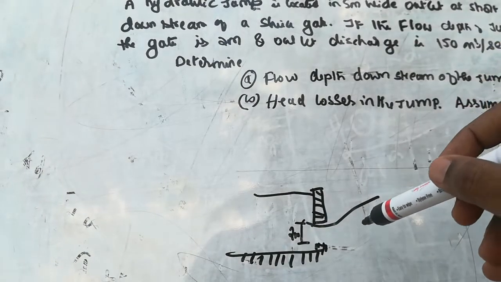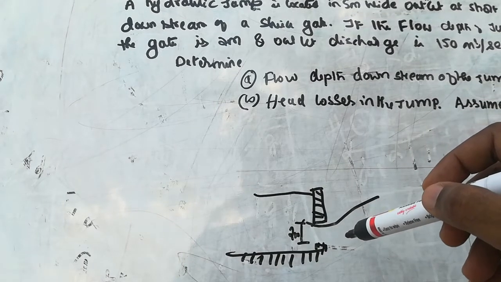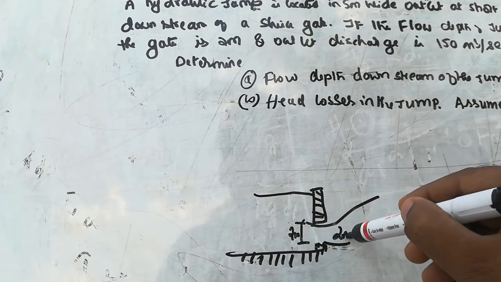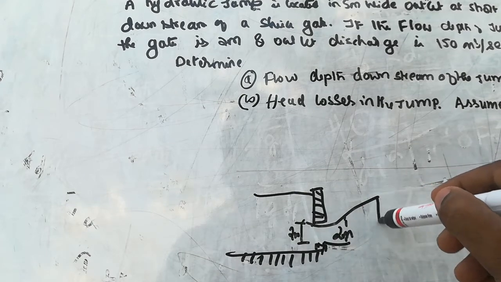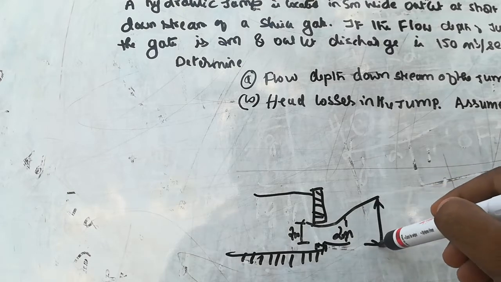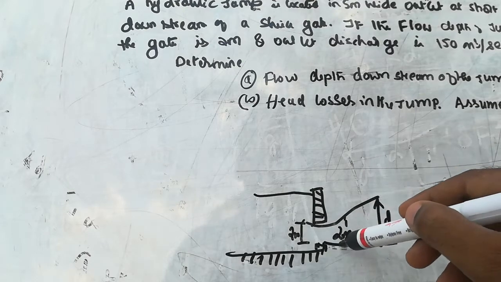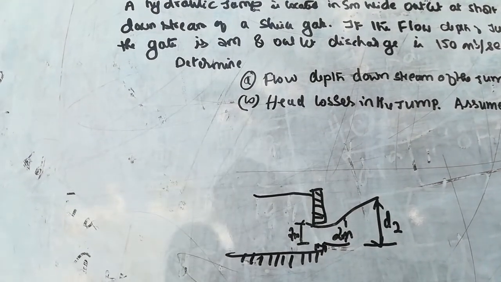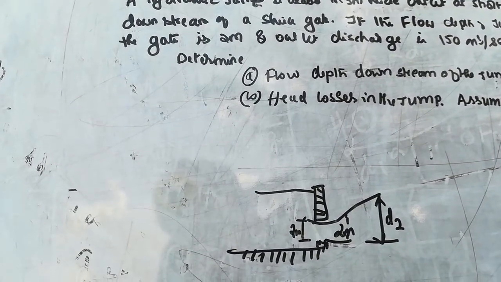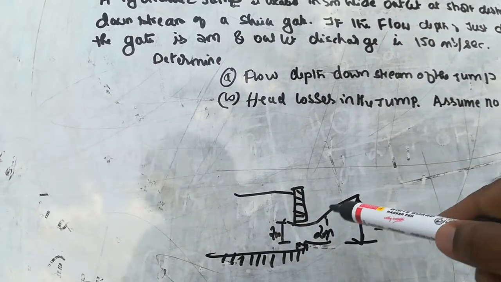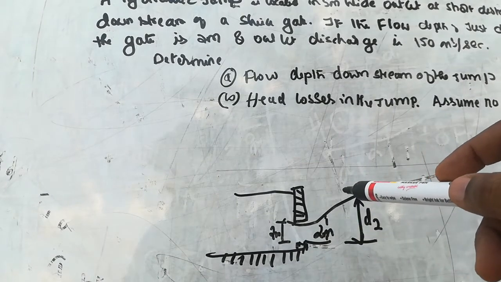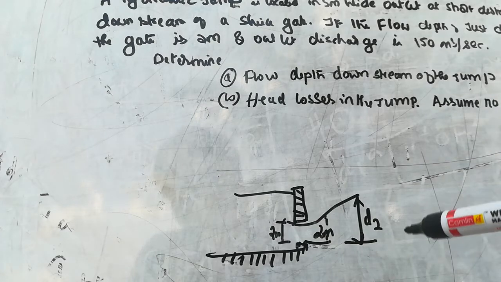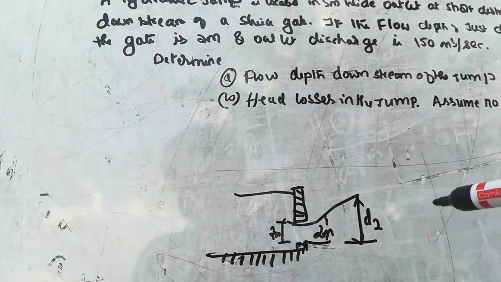They have defined that the hydraulic jump is located in a 5 meter wide outlet, a short distance downstream of the sluice. This is 2 meter, d1, and immediately a hydraulic jump takes place because this 2 meter is below the critical height. So in between, head loss, energy loss takes place. What is the head loss in the jump, that we need to find out.